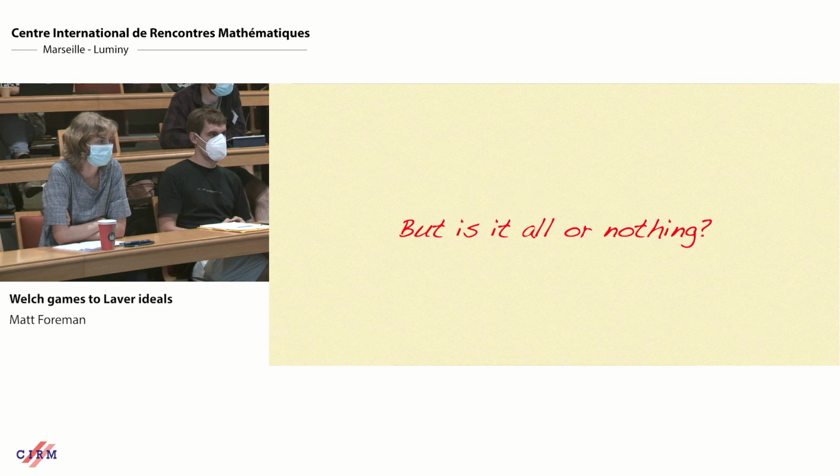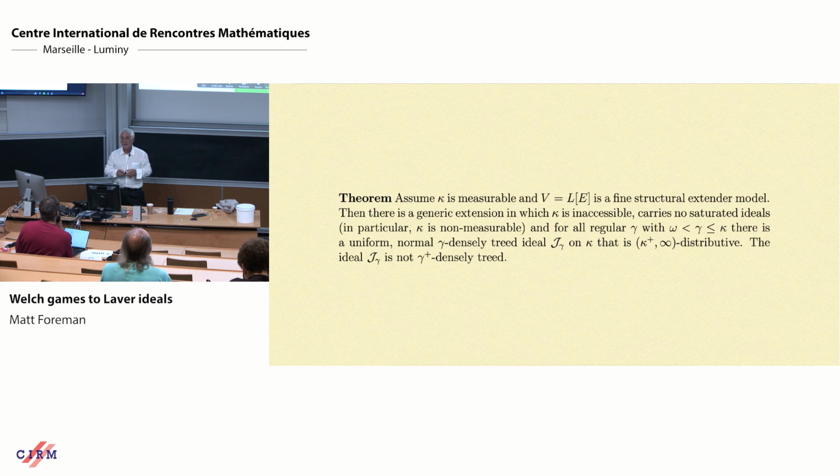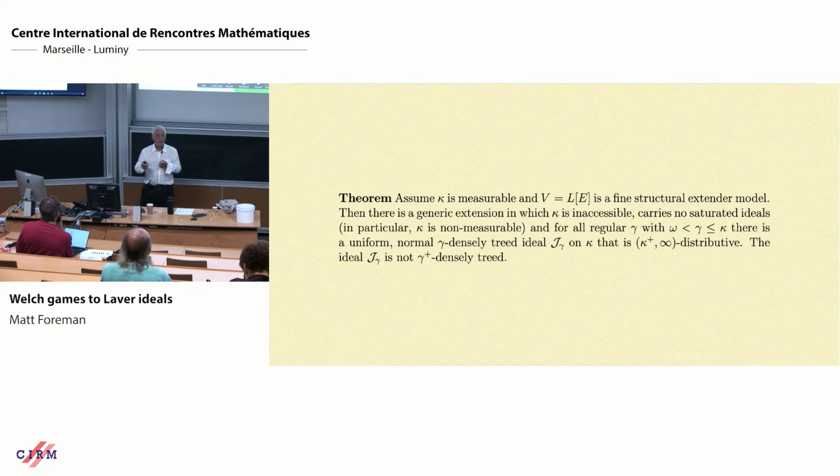Okay, again, is it all or nothing? So if you win the game for some uncountable gamma, do you win the game of length kappa, for example? So here's the theorem, and then we have refinements, which I'll talk about. Assume kappa is measurable and that you're in some fine structural models. So you're in L of E. I'll give a special case outline if it's L mu, but Martin's done considerable innovative fine structural work to extend these to general L of E's. So, assume L of E is a fine structural model.